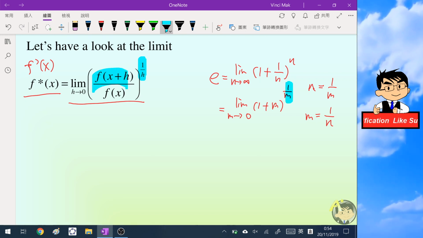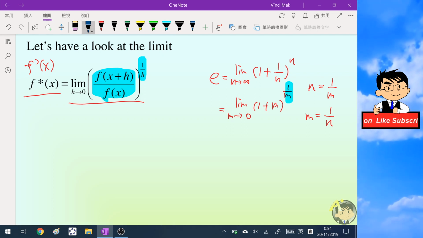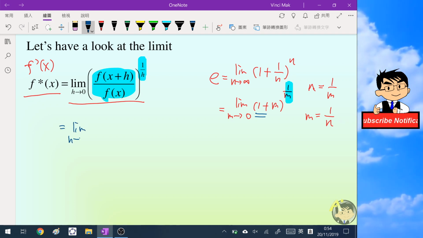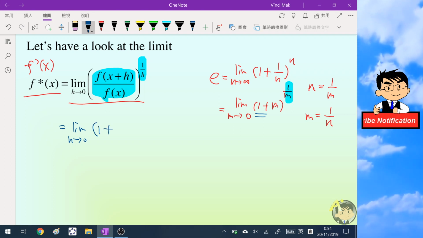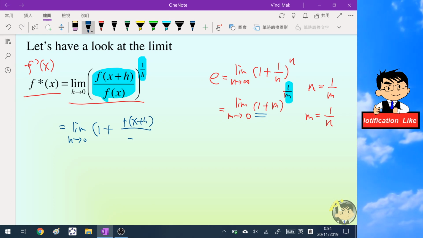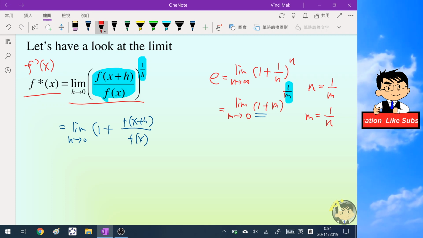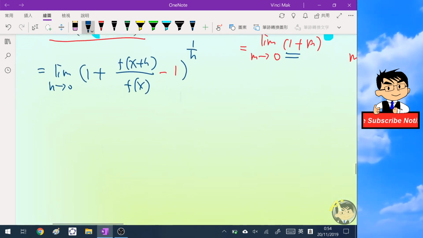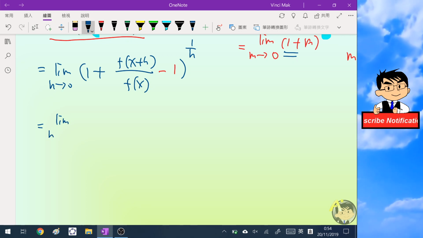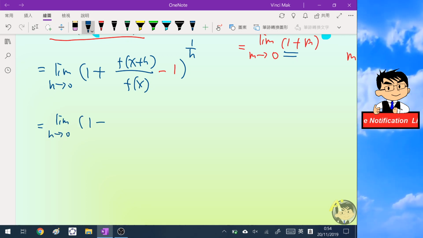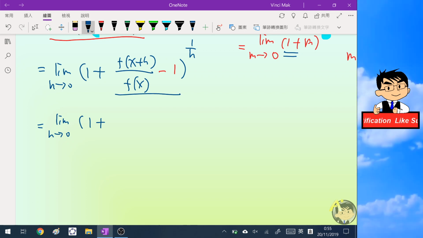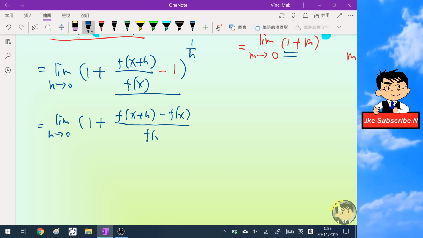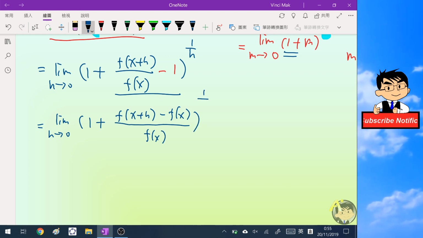I would like to modify the thing inside the bracket now. There is a 1 plus inside the bracket, right? So now I change the limit. I put a 1 plus here, and then I copy the ratio. But in order to keep the expression balanced, I need to minus 1 here, and then raise it to the power of 1 over h. Let's have a closer look. It's the limit as h tends to 0 of 1 plus, and let's make it a single fraction: f(x plus h) minus f(x), over f(x), and then raised to the power of 1 over h.